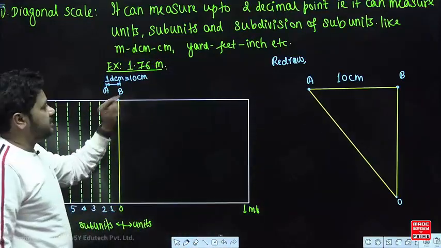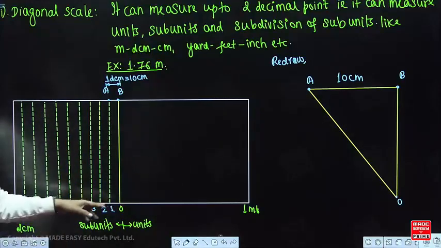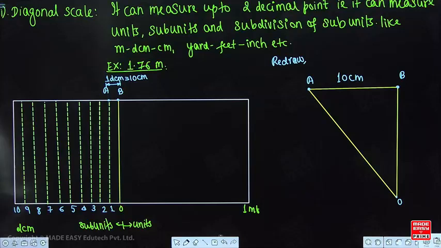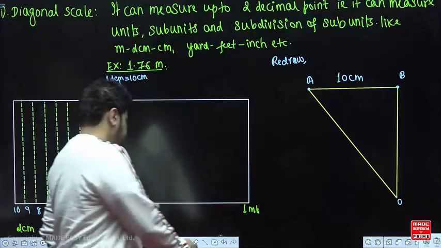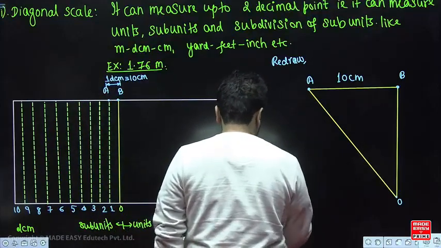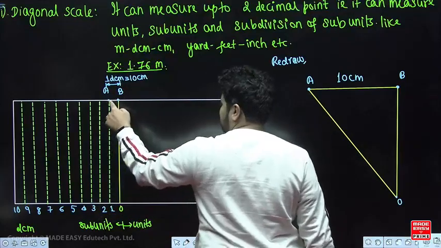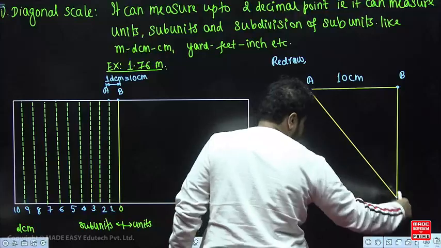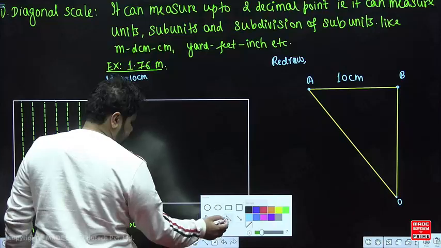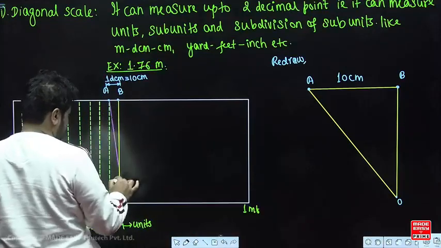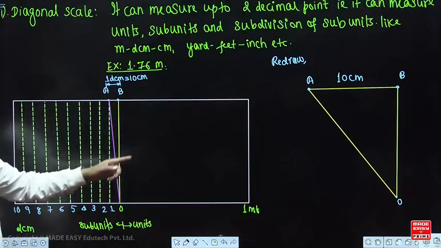So what is the length of AB? It is 10 centimeter. So from this decimeter, I have to make it in centimeter, isn't it? So from decimeter, I want centimeter. See how to convert this decimeter scale into centimeter scale. I have considered ABO, and I have joined it with a line so that it becomes a triangle. So the same triangle you can see over here, isn't it? This is the same triangle that I have drawn here.